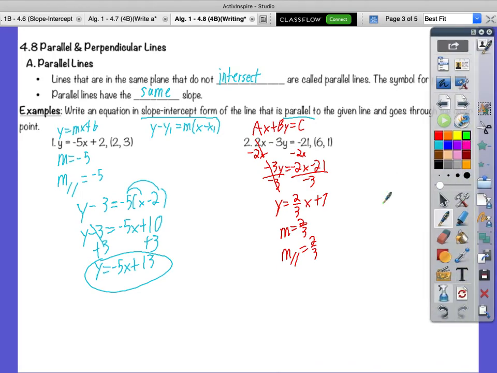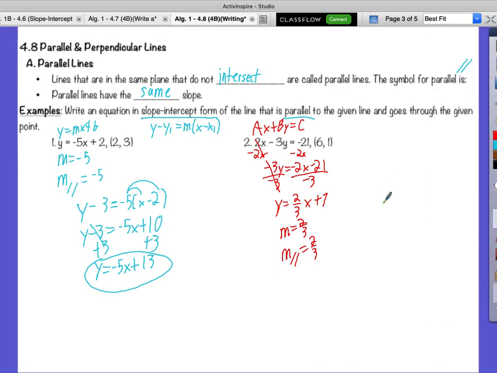Okay. So, if we're in standard form, Ax plus By equals C, the slope is negative A over B. You take whatever A is, you take the opposite of it, and you divide it by B. Let's see if it works. What's A right now? 2. So negative 2. What's B? Negative 3. What's negative 2 divided by negative 3? Positive 2/3. Is that the same slope? Yeah.